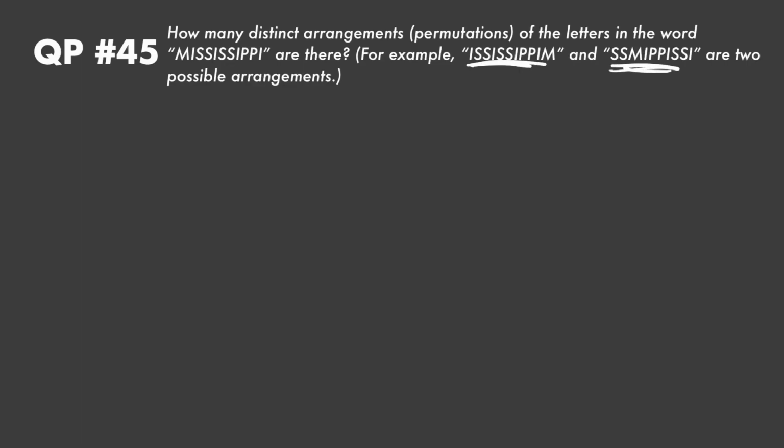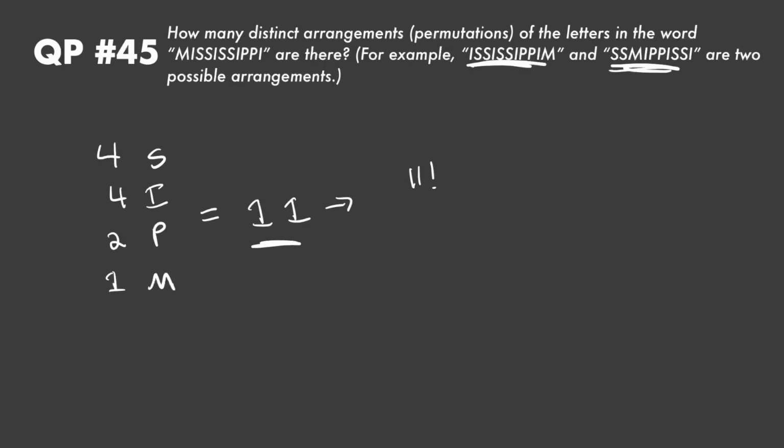So the first thing to note is that in the word Mississippi, we have 4 S's, 4 I's, 2 P's, and 1 M. If we sum all these up, we get 11 total letters in the word Mississippi. And we know that if we have 11 things, then there are going to be 11 factorial permutations of them. But that is for 11 distinct items. And in our situation, we have repeated letters here.